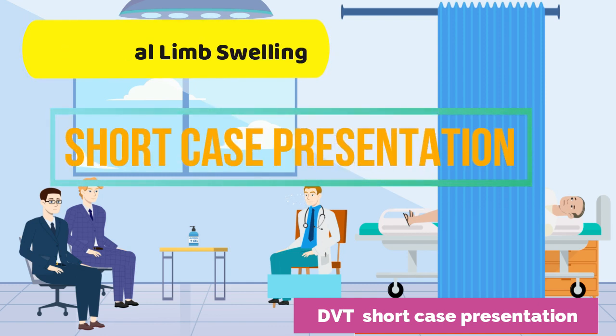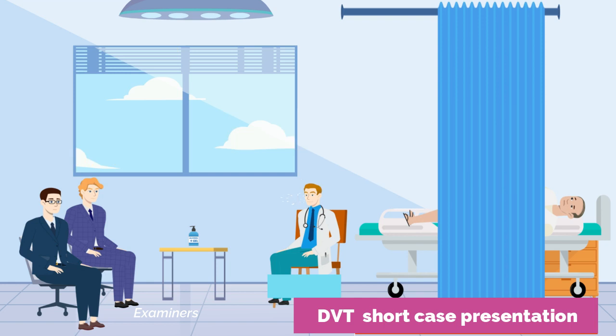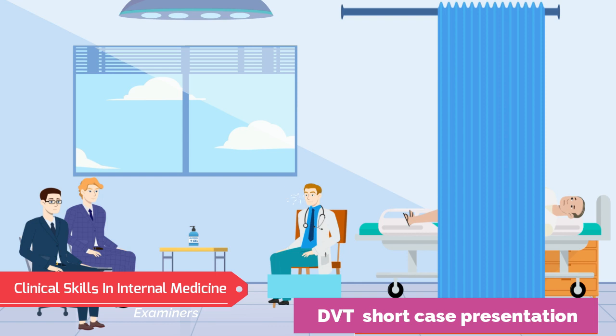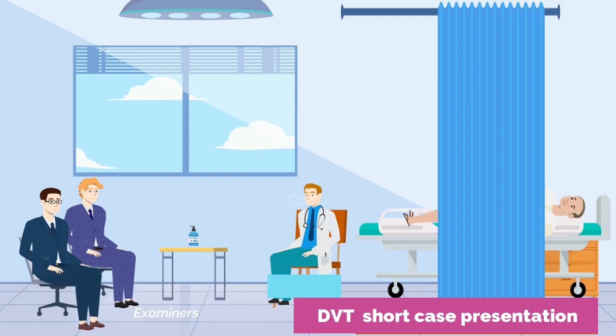Sir, I have examined this middle-aged man. He is cooperative and lying comfortably. On inspection of lower limbs, left lower limb is swollen up to knee. Diameter of left calf is 3 cm more as compared to right. Swollen limb has redness and shiny texture. In addition, superficial veins are prominent.